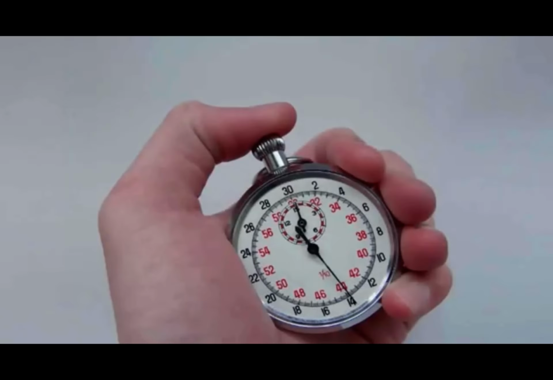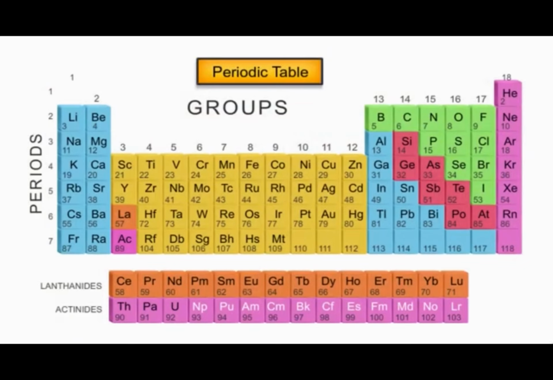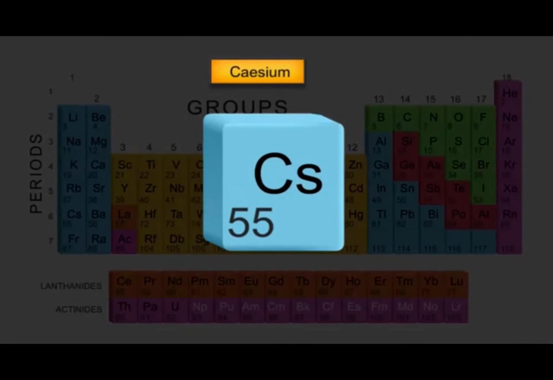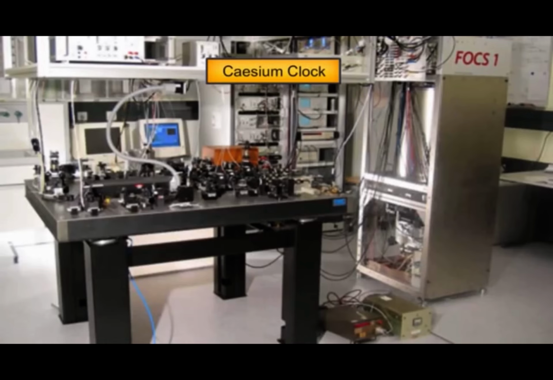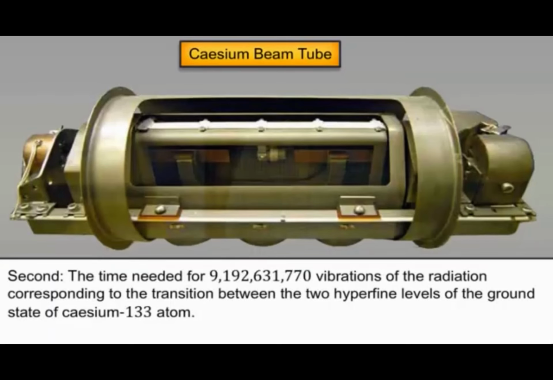To have the most accuracy in measuring time, now we use an atomic standard of time, which is based on the periodic vibrations produced in a cesium atom. Hence, the clock is also referred to as the cesium clock or the atomic clock. In the cesium clock, the second is taken as the time needed for 9,192,631,770 vibrations of the radiation corresponding to the transition between the two hyperfine levels of the ground state of the cesium-133 atom.